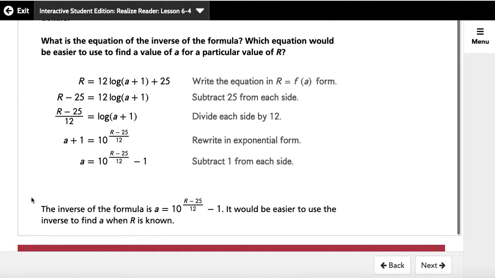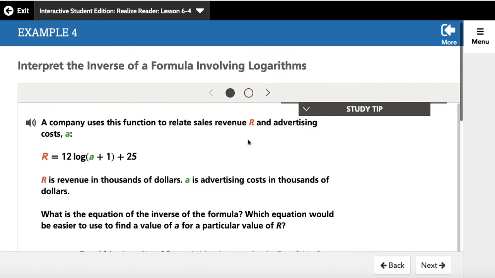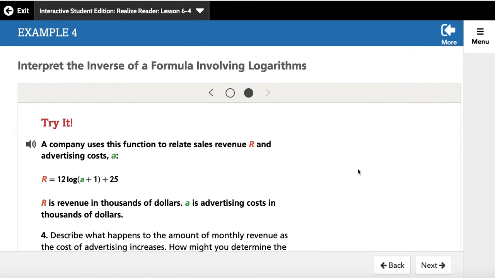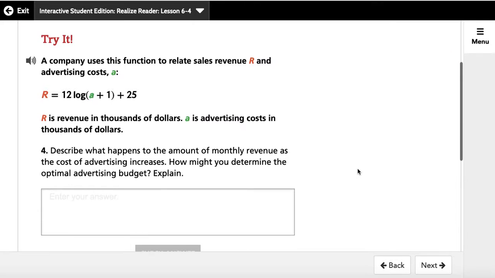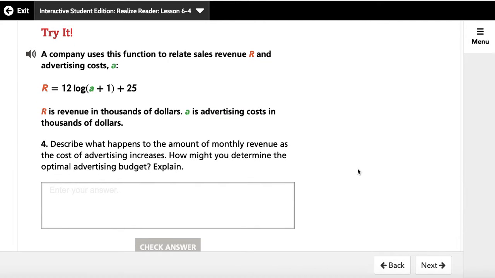All right, that's how they state it there. So one for us to try. Same formula. Describe what happens to the amount of monthly revenue as the cost of advertising increases. How might you determine the optimal advertising budget?